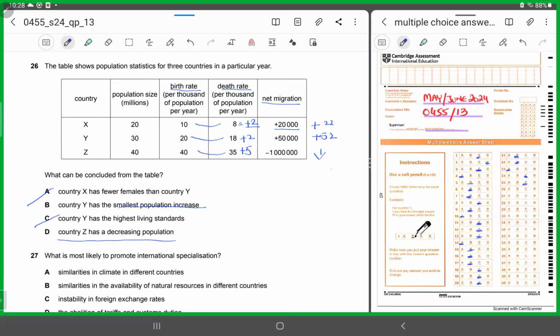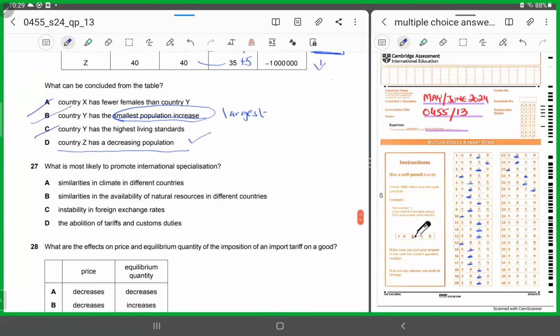So this makes sense. But before locking our answer, let's look at B. B said country Y has the smallest population increase. Country Y does not have the smallest population increase. Country Y has the largest population increase. We arrived at the figure plus 52, remember? 2 and the net migration was positive 50. It was the largest population increase. So now you'll eliminate B as well. By logic and by elimination, we have found out that D is the correct answer. So for 26, it has to be D. I hope it makes sense.